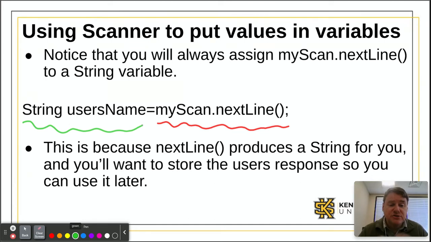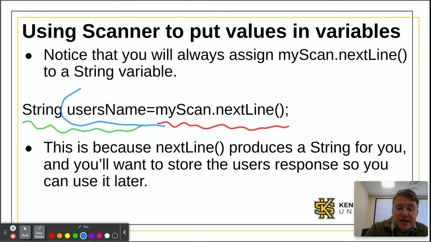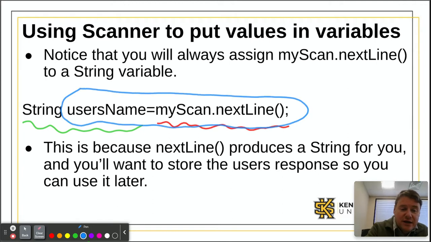So, for example, I could say string username, semicolon, that declares a variable called username, which is of type string. And then on the next line, I could say username equals myscan.nextLine. But the important part is that at some point, you are taking the answer from nextLine and storing it into a variable. Otherwise, what's the point? If you didn't store it in a variable, what they type in is just lost.